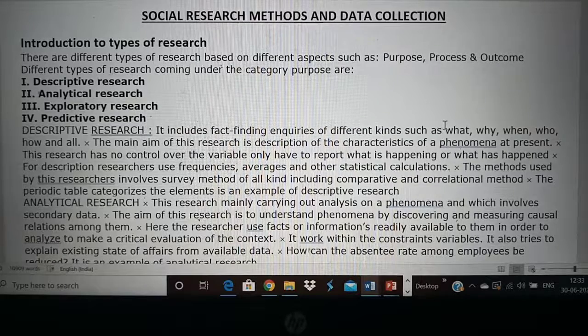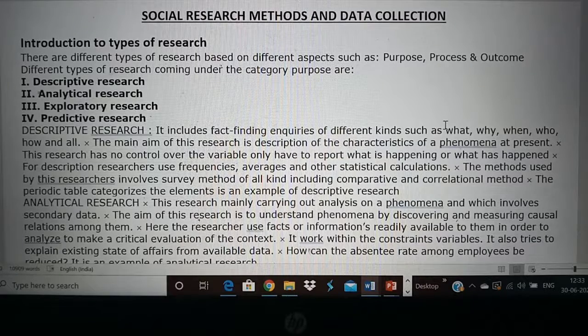So let us see the first thing, which is the purpose. Under the purpose, there are four categories: descriptive research, analytical research, exploratory research, and predictive research. In this, exploratory research is in detail for you, which we'll see later again, but I'll explain in this chapter also. This is just the introduction for this chapter. So first thing is descriptive research. Descriptive means it is more of written things, in detail. So you can remember, descriptive means detailed.